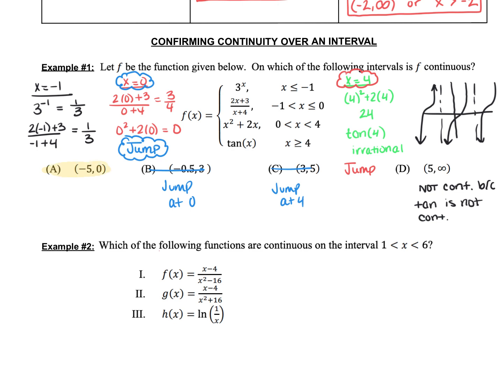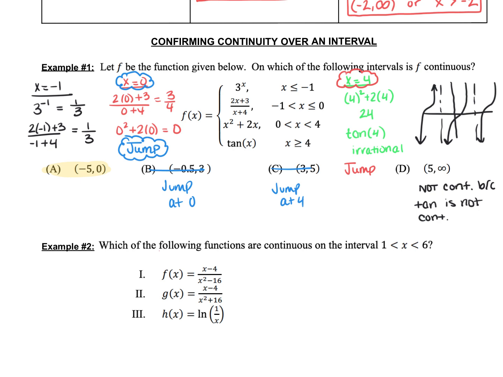So let's see if that makes sense. So from -5, which is all the way here, to about 0. So 0 is here. So between these two, we knew it was continuous because they were the same. So from -5 all the way to 0, we know it's continuous. So that is our answer, and that's why.